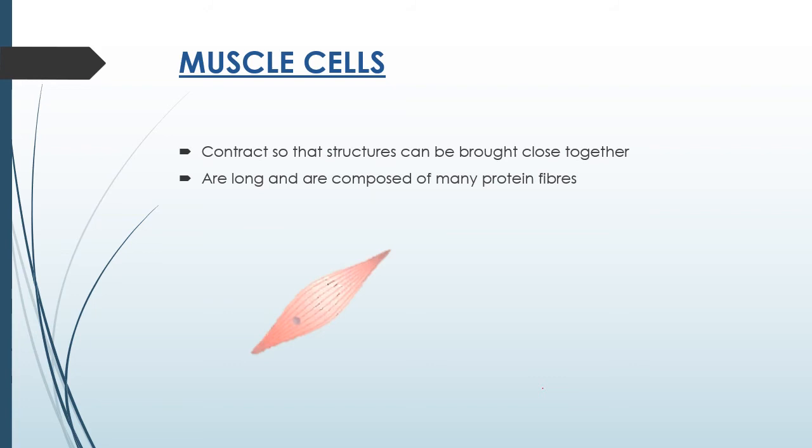Muscle cells. Muscle cells are specialized in contracting and also relaxing so that structures can be brought close together. They are long and they are composed of many protein fibers, e.g., myosin.